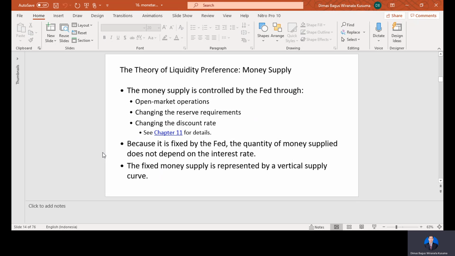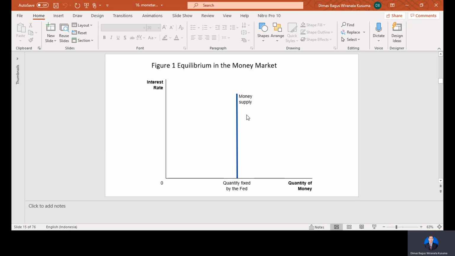The money supply is controlled by the Fed, the central bank, through open market operations, changing the reserve requirements, and changing the discount rate. Because it is fixed by the Fed, the quantity of money supplied does not depend on the interest rate. Therefore, the curve is vertical, because the money supplied does not depend on the interest rate. The fixed money supply is represented by the vertical supply curve, like this one. This money supply is controlled fully by the central bank, not by market operations. Therefore, the curve here is vertical.